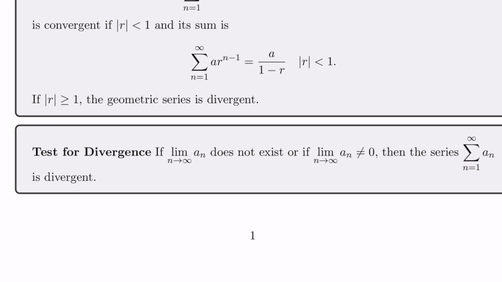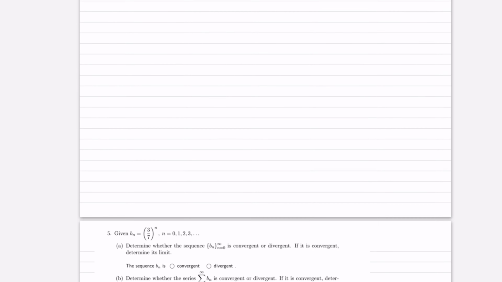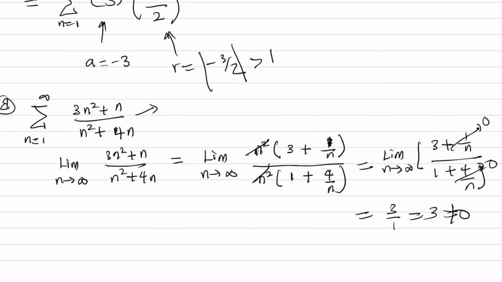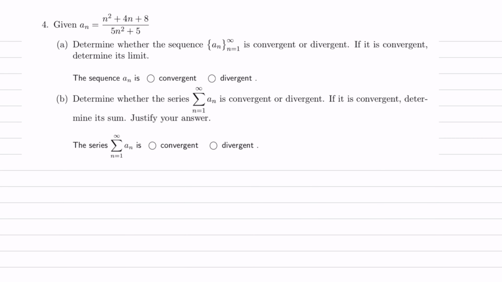So let's go back to the problem we're trying to solve. You see that this limit is not 0, right? So we concluded using the divergence test that this is not convergent, which is divergent. All right, so let's move on to the fourth problem.